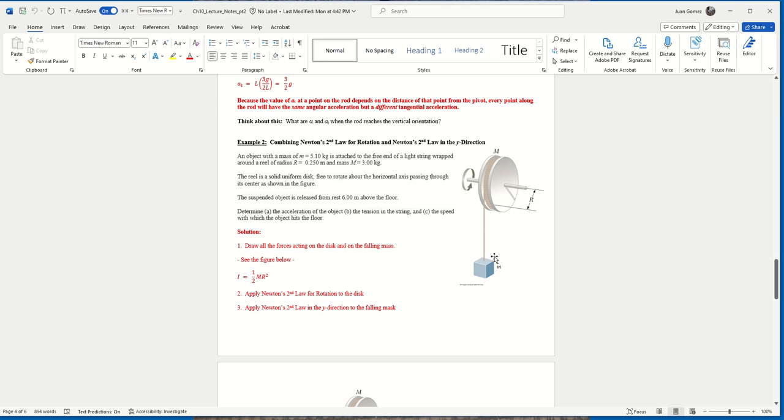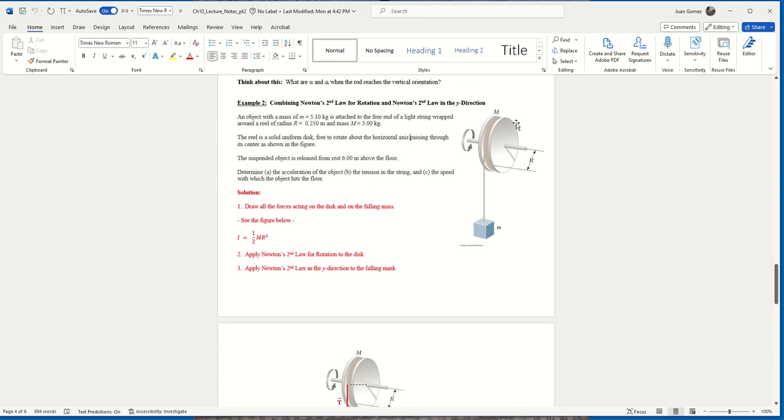So the mass has fallen, so it's accelerating in the negative y direction. We apply Newton's second law in the y direction for the falling mass. Well, the reel is rotating, so we apply Newton's second law for rotation to the reel, which is a uniform solid disk.